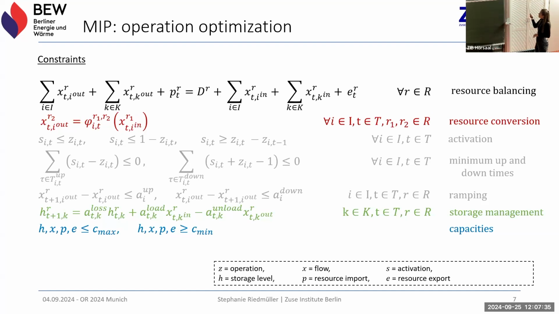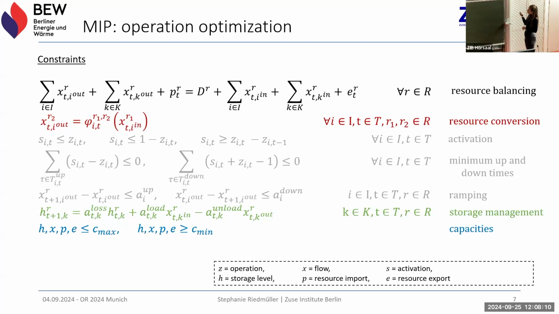Then the second constraint is resource conversion. By that I mean that if I have a node where some resource is flowing in, then I have a function that transforms the first resource into another resource. For example, you have some fuel coming into a node and it's a heating station, then this function will transform it into heat. This function we looked at as a piecewise linear function.